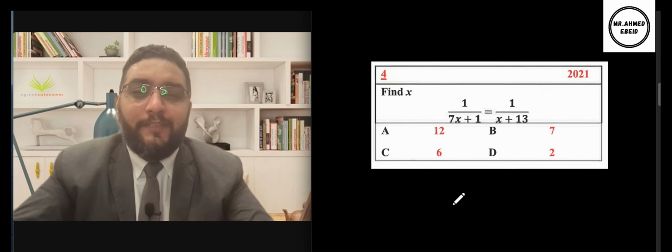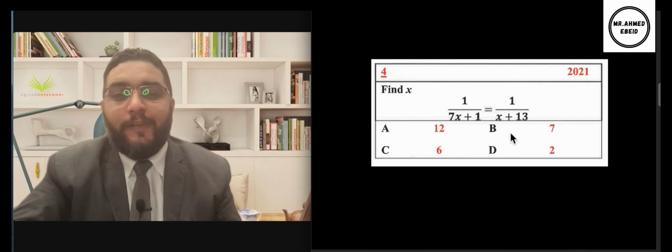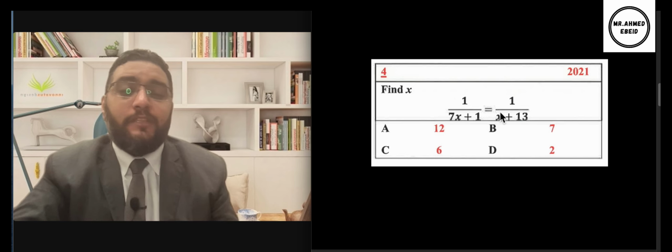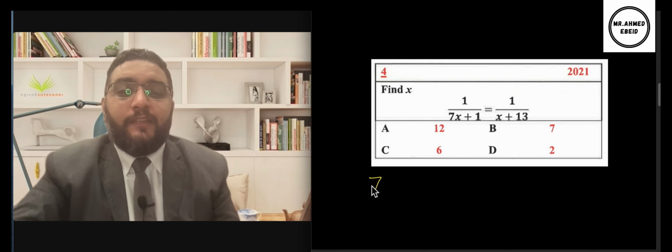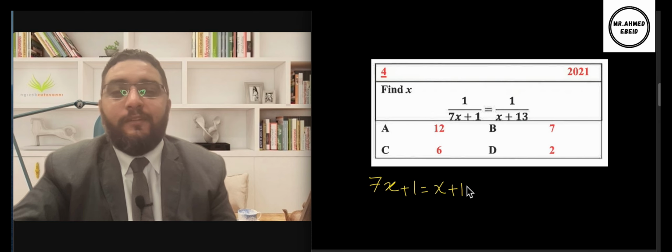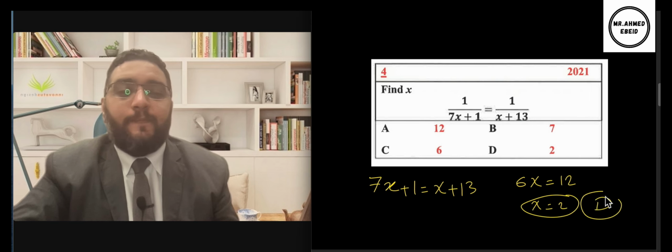Let's move to the next question. Find the value of x. This is question 4. We have 1 over 7x plus 1 equals 1 over x plus 13. If the numerator equals the numerator, then the denominator equals the denominator. So we can write 7x plus 1 equals x plus 13. It means 6x equals 12. Then divide both sides by 6. So x equals 2. So the answer is D.